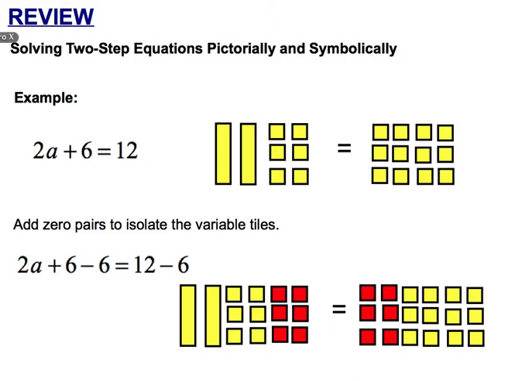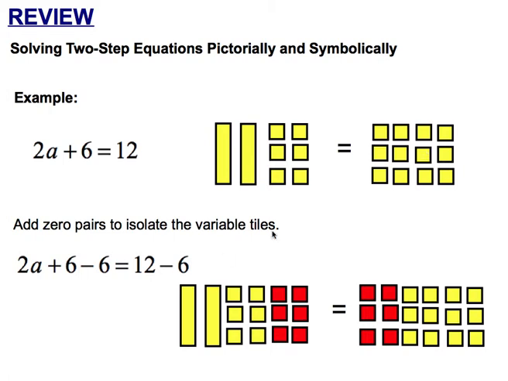So now we're going to be working with two-step equations, and we're going to do them both pictorially and symbolically. So we have an example here, 2a plus 6 is equal to 12. Once again, yellow is positive in our textbook and red is negative, so I'm just going to stay consistent with that. So we have two variable tiles and 6 units on the left-hand side of our equation, and we have 12 unit tiles on the right-hand side.